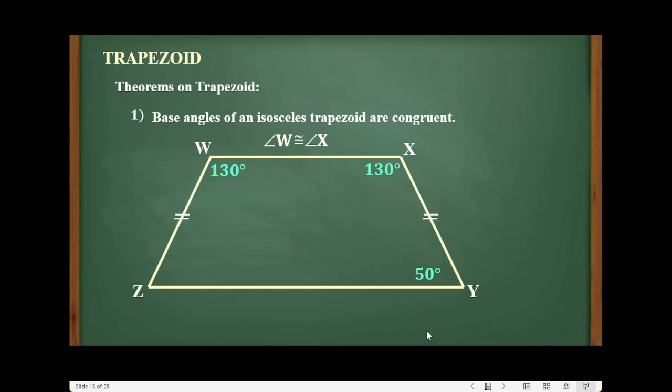Okay? So if this is 50 degrees, this angle right here, angle Z, is also 50 degrees. Now, you will notice that in an isosceles trapezoid, each pair of base angles are congruent. So, angle Z is congruent to angle W. Obviously, they are congruent since they have the same angular measure of 50 degrees.